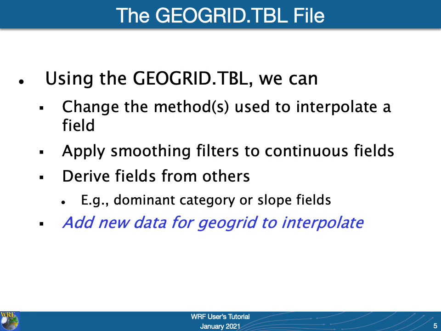And it's also possible to derive some fields from others. For example, if we have a data set that provides the fraction of every pixel that's represented by different categories, we can have the GeoGrid program derive the dominant category in every model grid cell using keywords in the GeoGrid.TBL file. But by far, the biggest use of the GeoGrid table file is to specify new sources of data that the GeoGrid program should interpolate.